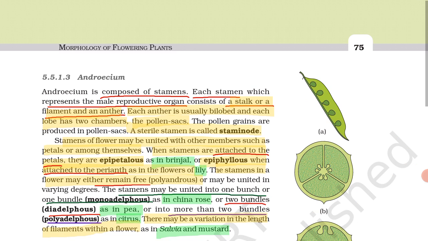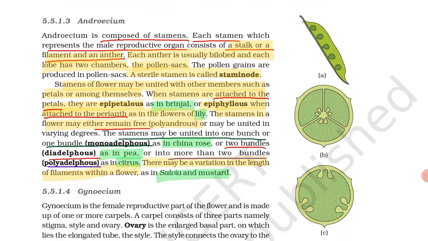The stamens in flower may either remain free, it is called polyandrous, or may be united in varying degrees. So when the stamens are free, it is called polyandrous, or they may be united. The stamens may be united into one bunch or one bundle, it is monodelphous.